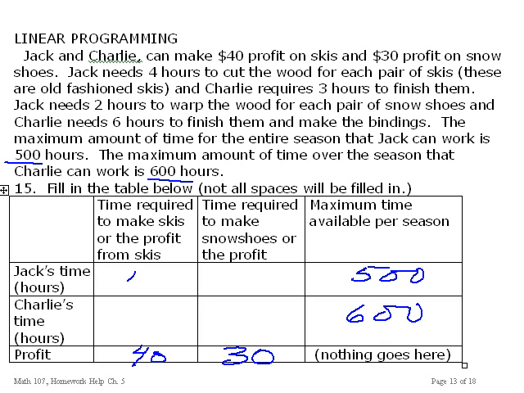So the maximum time available is 500 here, 600 here, and then you look at how his work is divided up. 4 hours for the skis, 2 hours on the snowshoes for Jack. For Charlie, it is 3 and 6. All right, so now you have them grouped according to the constraint. Here's the constraint on Jack's time, here's the constraint on Charlie's time, and this will become the objective function.